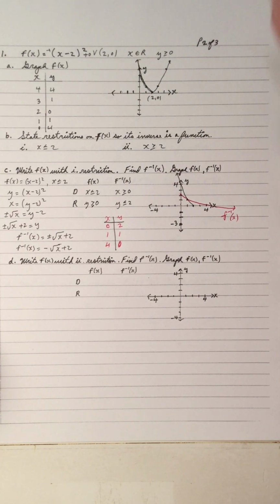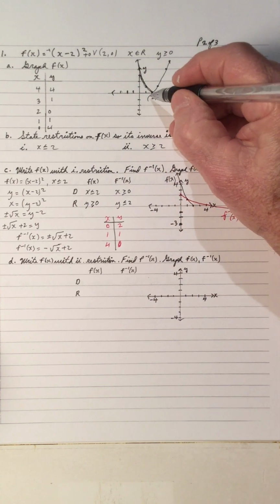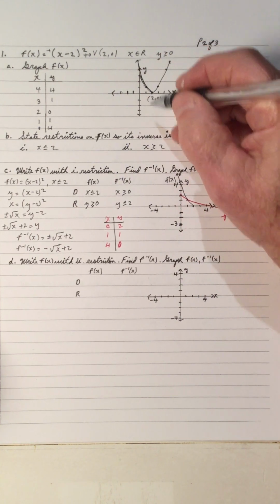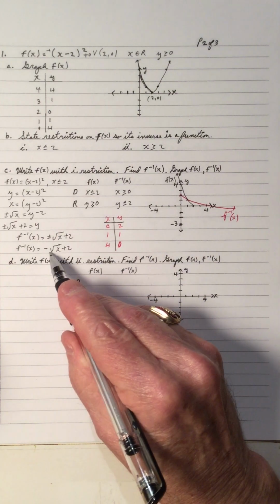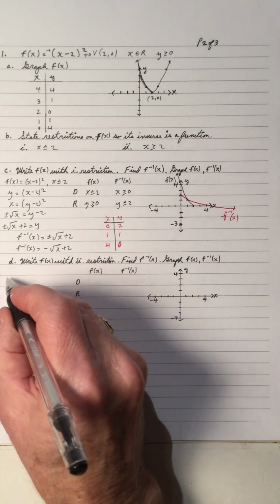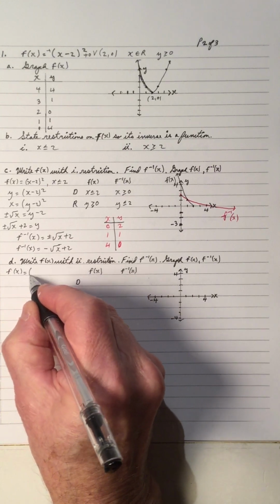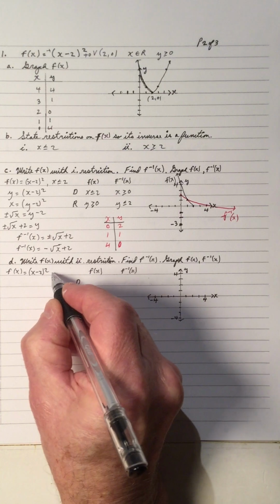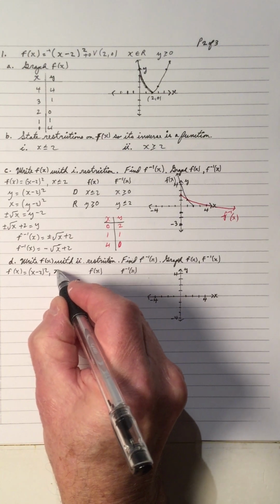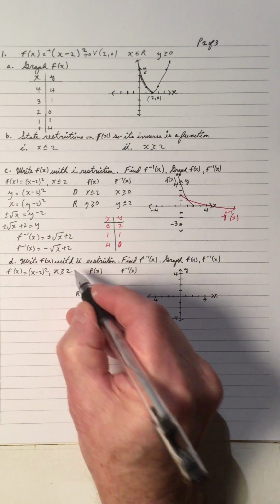And here's my black pen. This is the f of x. Notice we're taking the left side, and the left side is the negative. So what about if we take the other restriction? That is f of x equals x minus 2 squared, where x, the other side, is the right side, greater than or equal to 2.